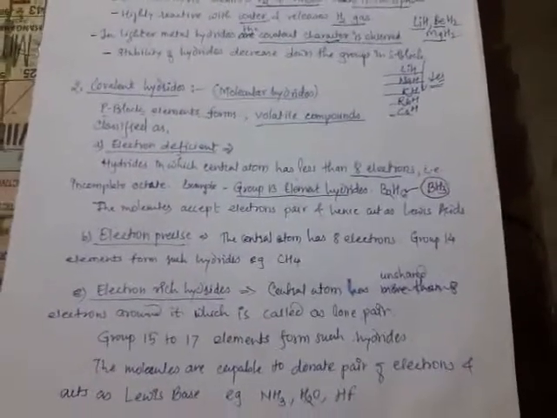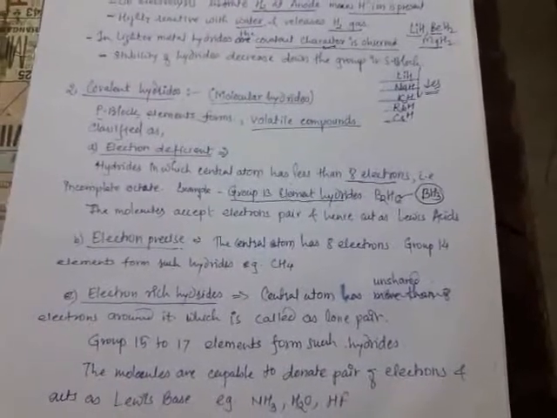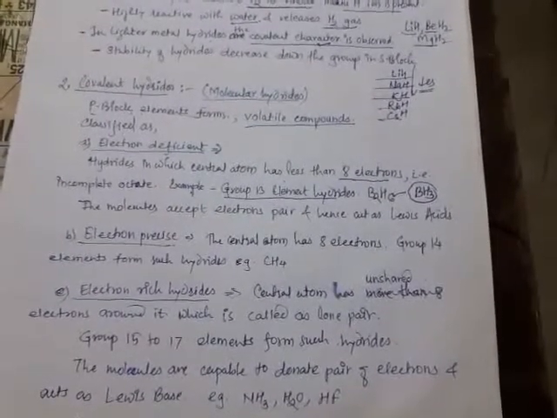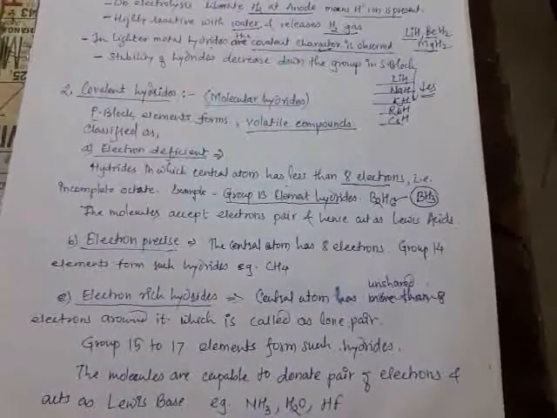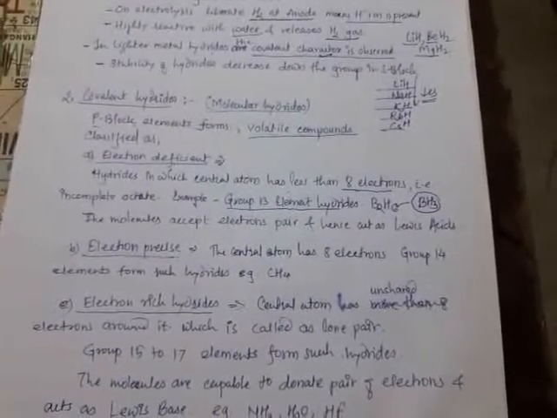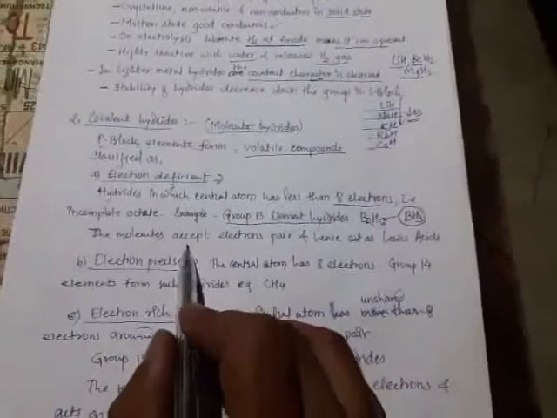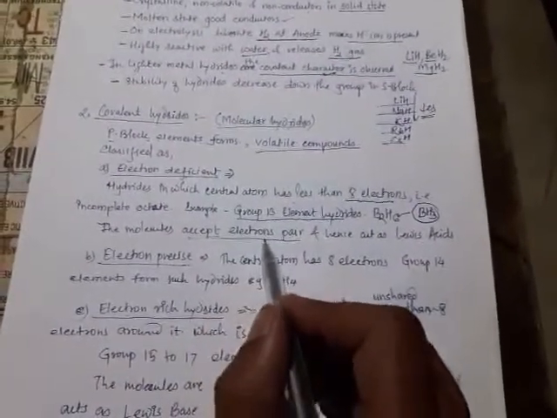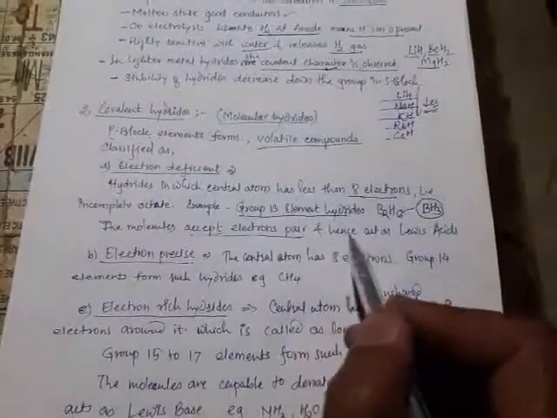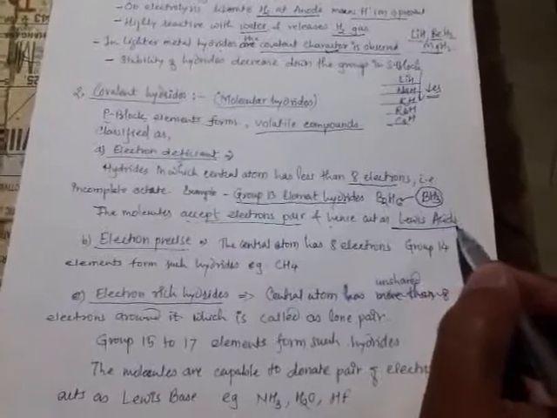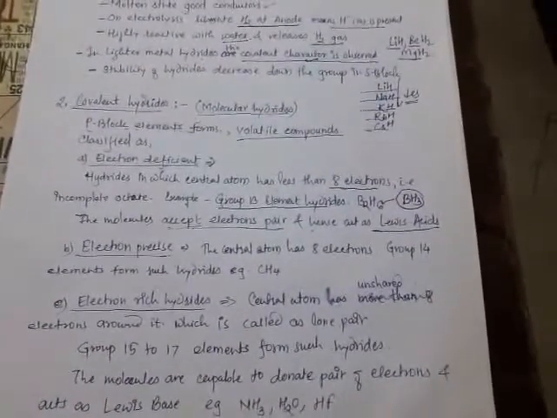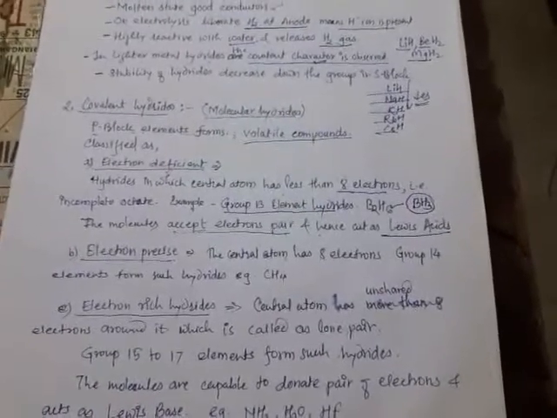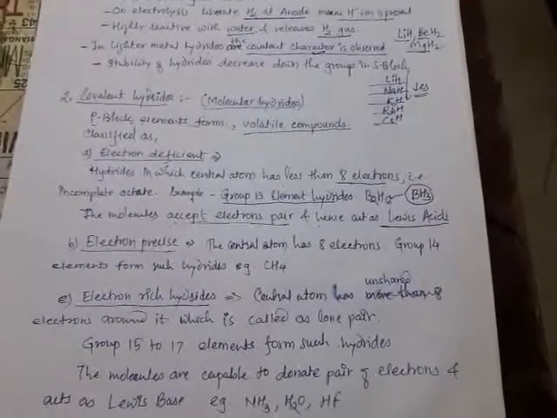Now these electron deficient hydrides have incomplete octet. There are 6 electrons around the central atom. So the central atom requires another 2 electrons to complete its octet, and hence these electron deficient covalent hydrides are capable of accepting a pair of electrons. These molecules act as a Lewis acid, what we have discussed in the physical classes. So Lewis acids are the compounds or the molecules which are capable of accepting a pair of electrons, and this electron deficient covalent hydride can act as a Lewis acid.